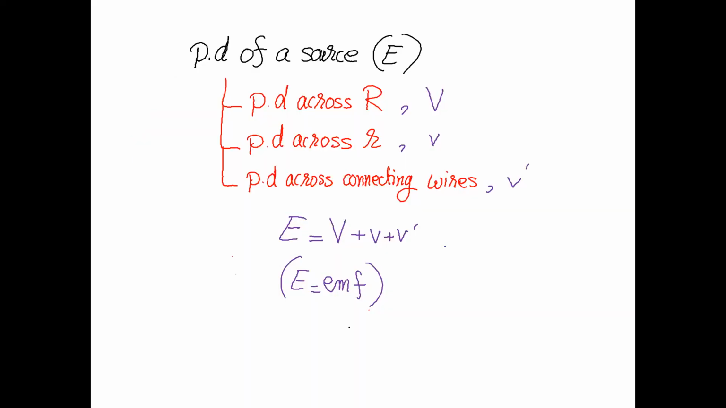PD across a loop, how is PD divided? Some voltage appears across R. Some voltage appears across small r. Small r is internal resistance. And some PD appears across the connecting wires. Kirchhoff's second law says that the sum of all the voltages will be the EMF of the system. You have to copy this concept related to Kirchhoff's second law.